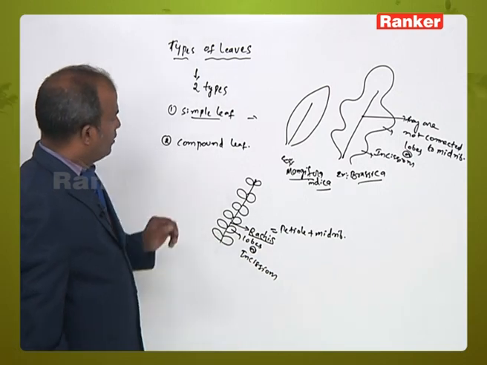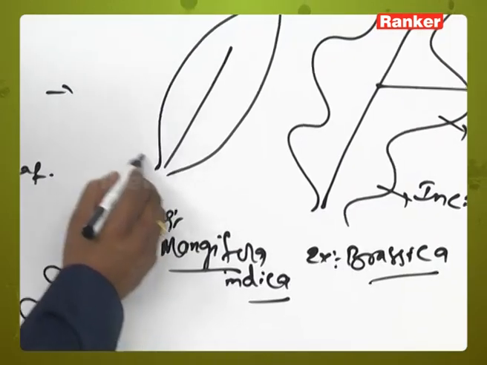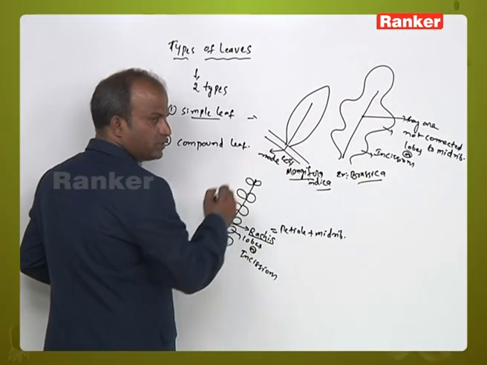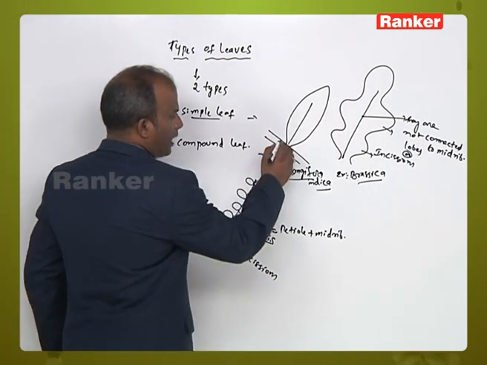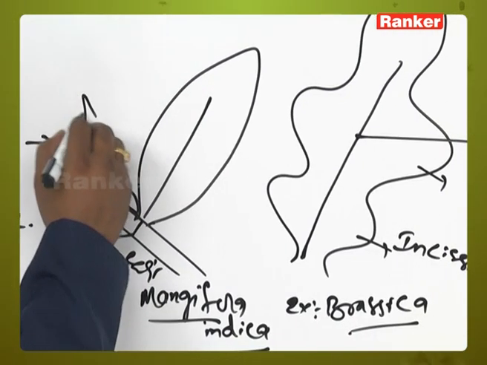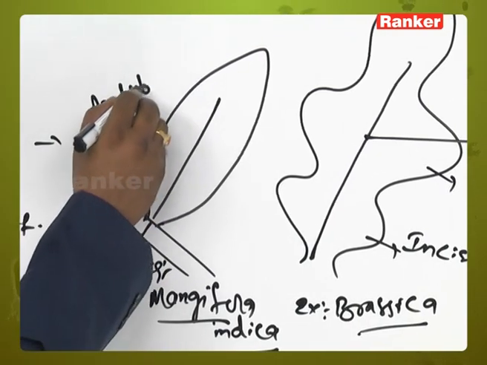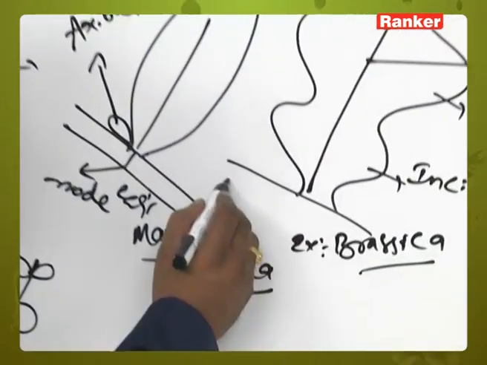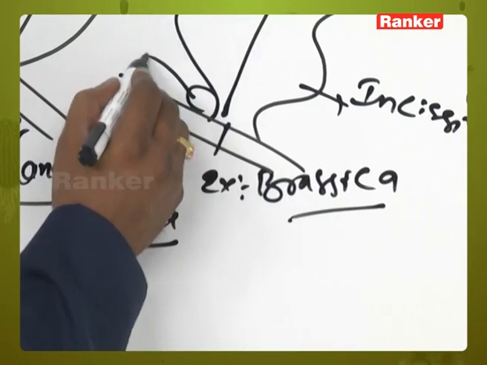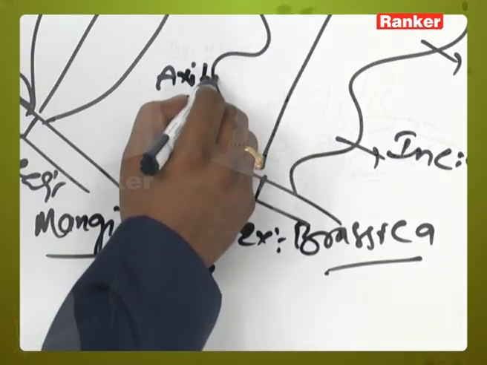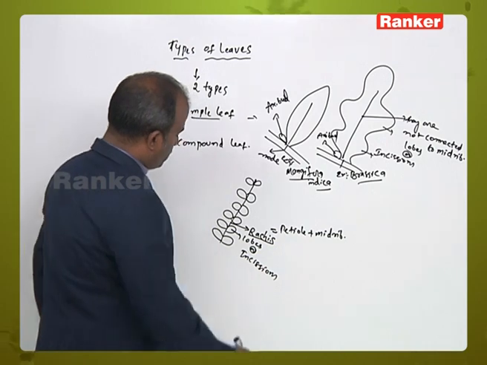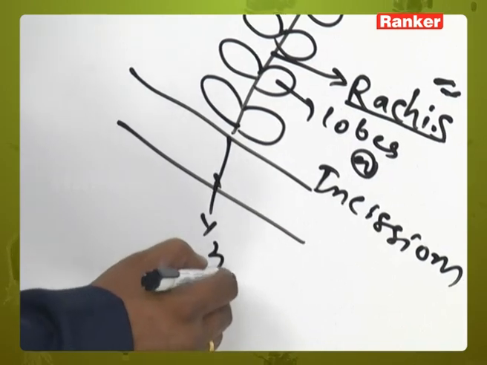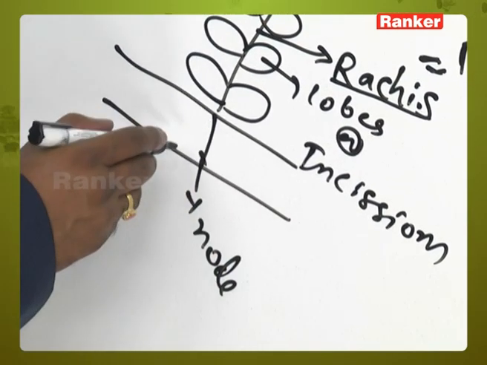And one more thing here. This one is the simple leaf and this is the node area. That means the axil of the simple leaf shows an axillary bud. The axil of this simple leaf, belonging to Brassica, also shows an axillary bud.